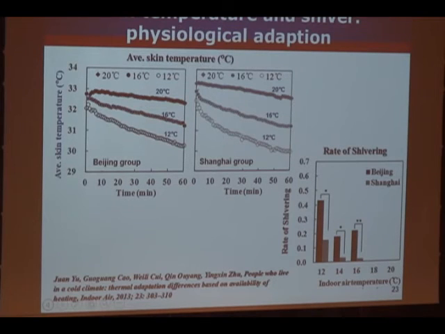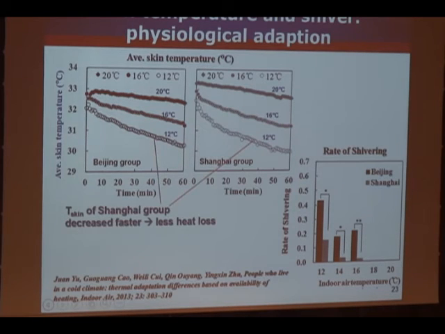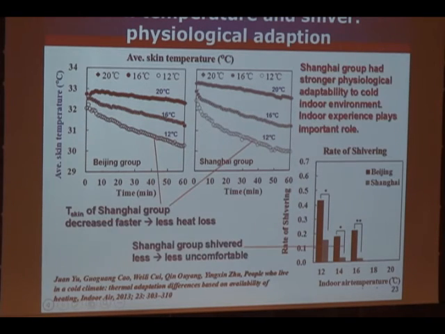And the skin temperature decreases in the Shanghai group. They go into the low temperature and it decreases very fast, but in the Beijing group it decreases slowly. And also they feel shiver. The Beijing group shows higher shiver, the Shanghai group not so high. Even at 12 centigrade, in the Beijing group some subjects escape from the chambers. They said, I cannot sit here.